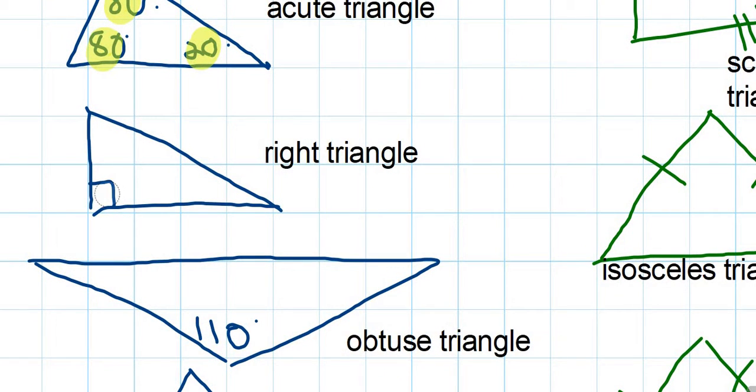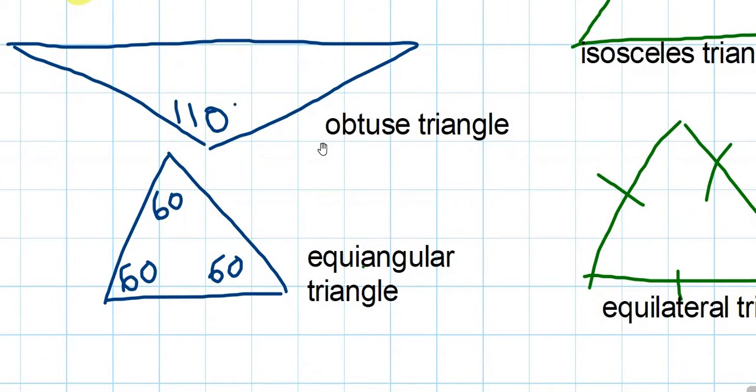A right triangle is a single angle at 90 degrees. A single angle at 90 degrees. An obtuse triangle has a single angle that's greater than 90. A single angle that's greater than 90. An equiangular is when all 3 angles are equal. And we usually show that by 60s for all 3, or we do these hatch marks to represent that they are all of equal measure.